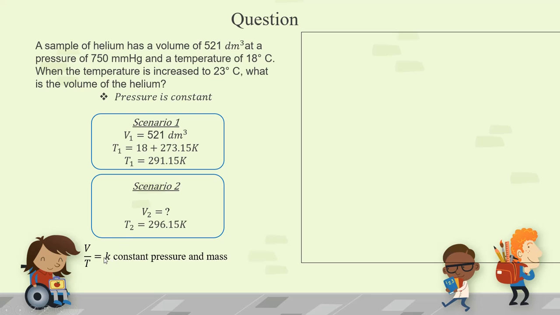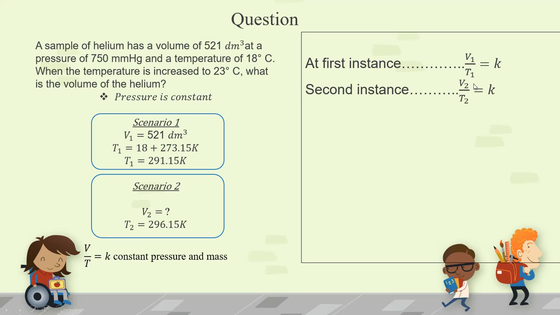Since we know that some constant K is equal to volume divided by temperature, therefore we can say in the first instance, K is equal to V1 divided by T1, which is our first volume divided by our initial temperature. Now in the second instance, we expect to get the same value for K because the amount of gas we are working with is constant. It doesn't change. It's the same mass. And so we can say K will be the same in both instances.